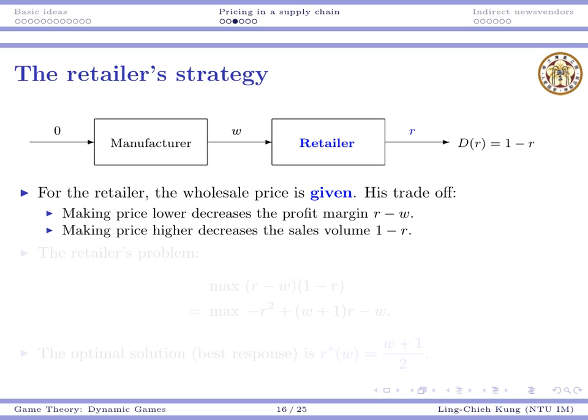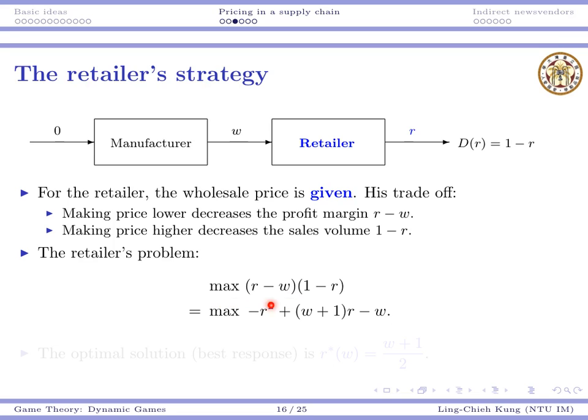So that's how naturally this becomes a nonlinear problem with a concave objective function. So the retailer's problem is here. I want to maximize something. What's that? My total profit. R minus W is my unit sales margin, and 1 minus R is my total demand according to my retail price. Here, W is a constant. W is a parameter given by the manufacturer.